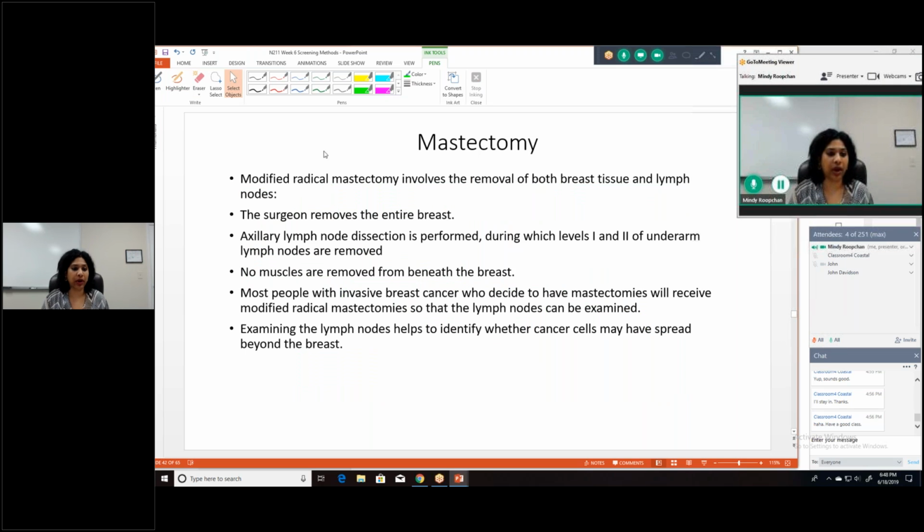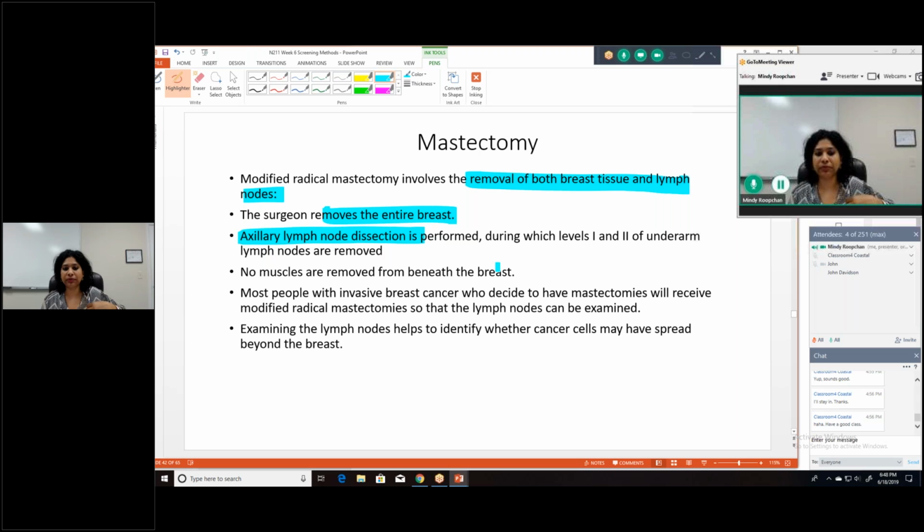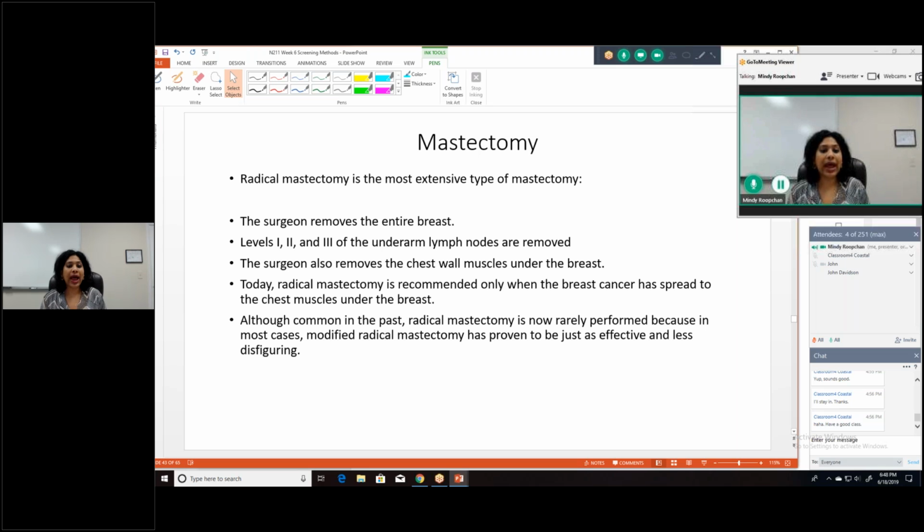A modified radical mastectomy involves removal of both breast tissue and the lymph nodes. The surgeon removes the entire breast. The axillary lymph node dissection is performed, during which levels 1 and 2 of the underarm lymph nodes are also removed. No muscles are removed. People with invasive breast cancer who decide to have the mastectomy are going to receive a modified radical mastectomy, just so the lymph nodes are also examined. Examining the lymph nodes is going to identify if the cancer has spread beyond the breast. And the radical is the most extensive type of mastectomy.